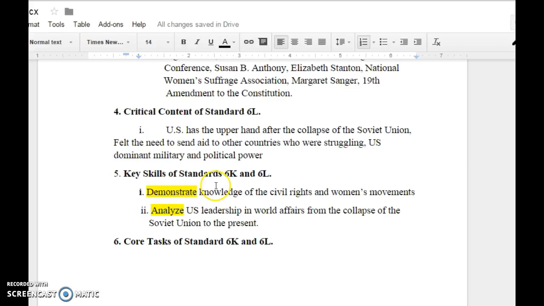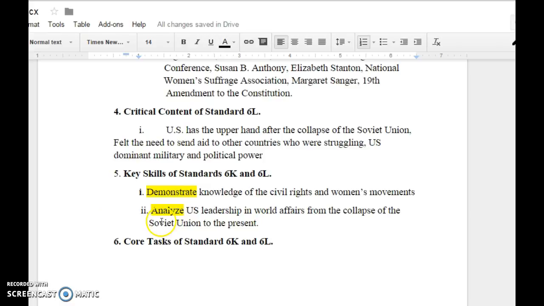The key skills of standard 6K and 6L would be to demonstrate knowledge of the civil rights and women's movements. So obviously I have to know both about the civil rights movements and the women's movement. And I have to be able to demonstrate, that's a key verb, my understanding of those two events.